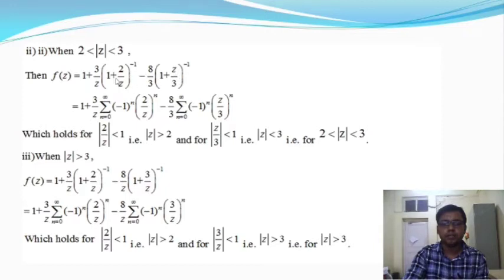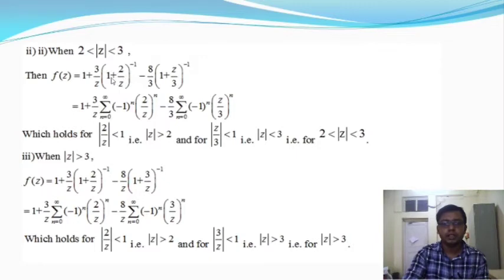and it will give, the first function will give 1 minus 2 by z plus 2 square by z square, then minus 2 to the power 3 by z to the power 3, and up to infinity. And the second function, that means 1 plus z by 3 whole to the power minus 1, after using the binomial expansion, will give 1 minus z by 3 plus z square by 3 square minus z to the power 3 by 3 cube, and up to infinity.